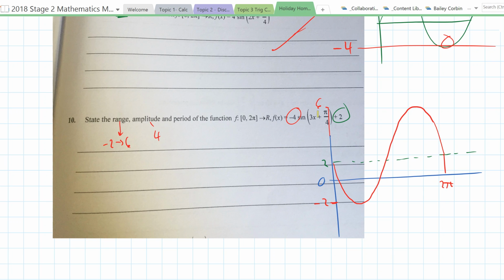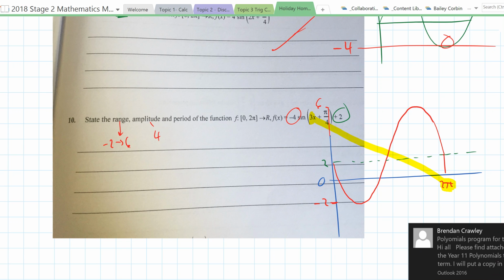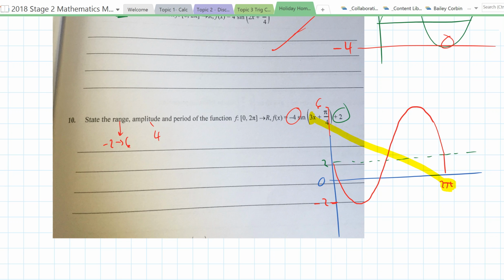However, here, the key is spotting this 3x there. So that 3x means it's happening 3 times as quickly. So rather than when x reaches 2 pi, this repeats, here it's when 3x reaches 2 pi, this repeats. Therefore, x is equal to 2 pi on 3. So this will repeat every 2 pi on 3 times. So that then becomes our period.